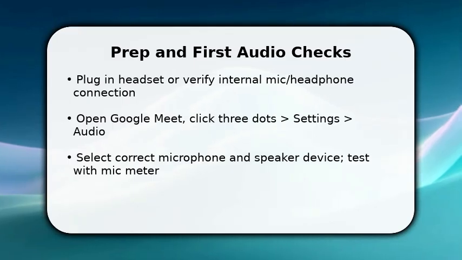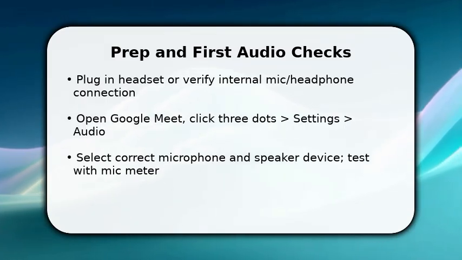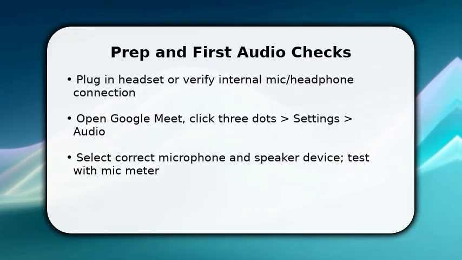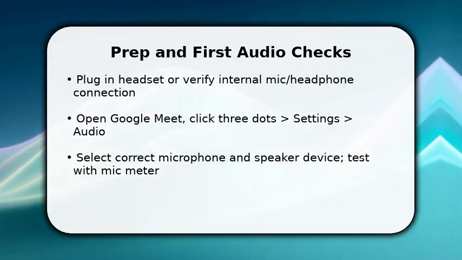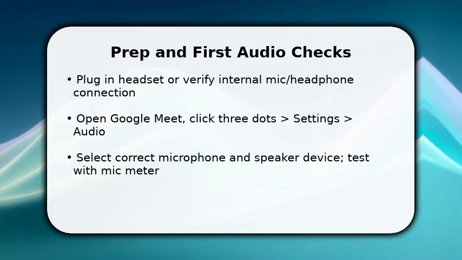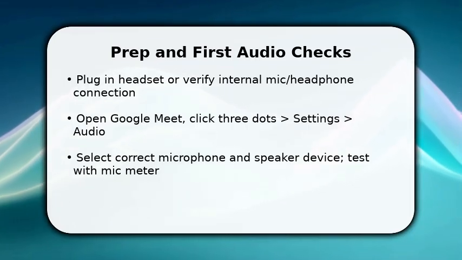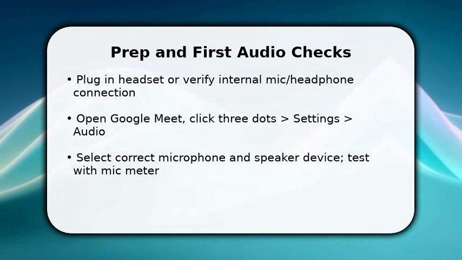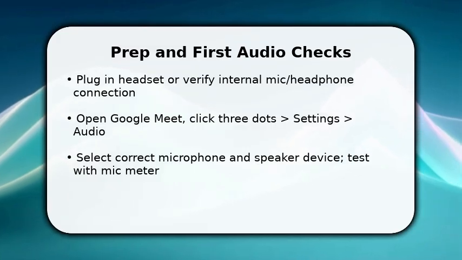You start by confirming physical connections and permissions. Once done, open Google Meet, click the three dots and choose Settings, Audio. Make sure the selected microphone and speaker match your headset or laptop hardware. The mic meter should move when you speak. If it doesn't, switch to another device listed and test again.